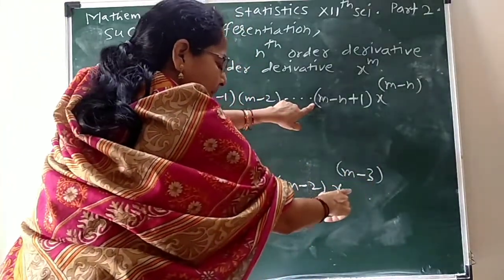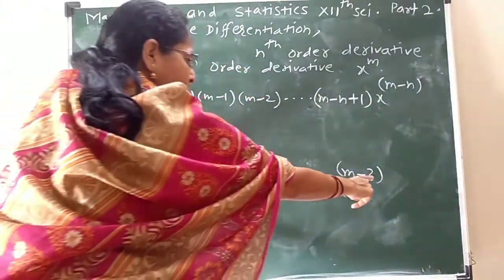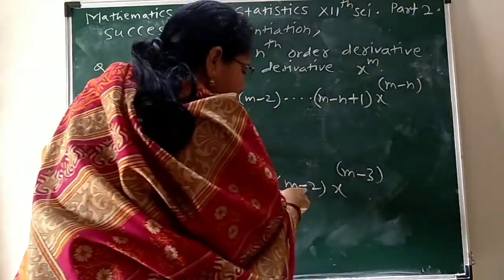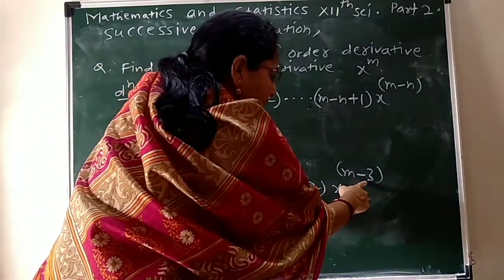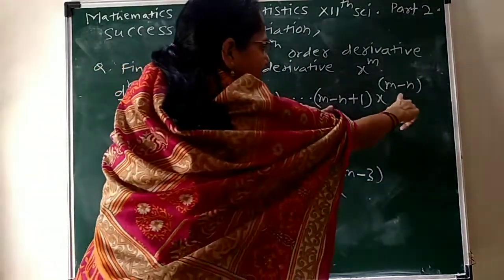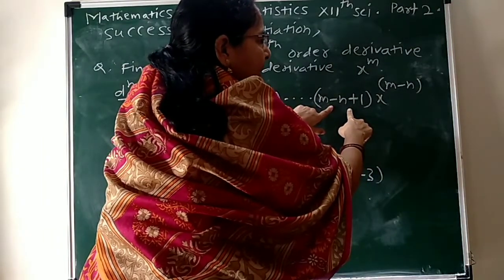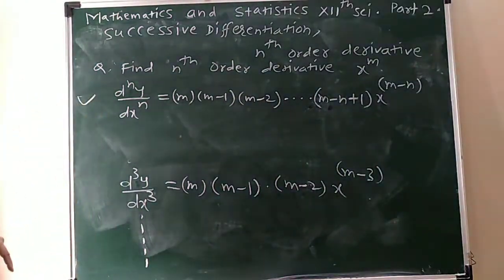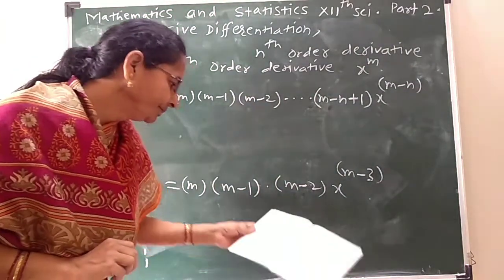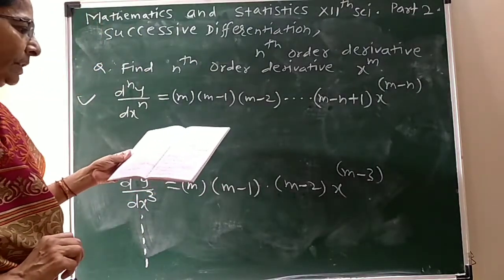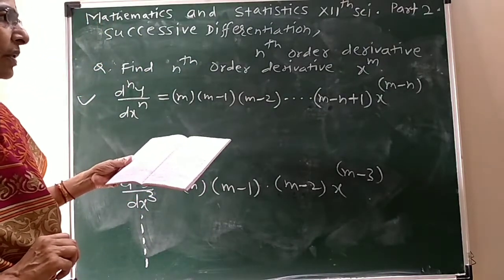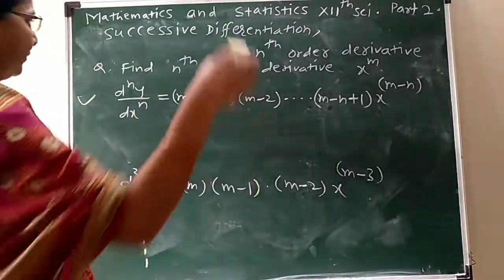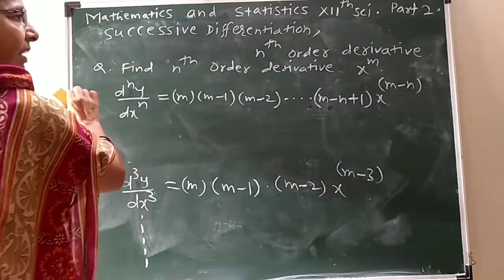Try to understand. In the third derivative here is 3, so in our nth derivative here is n. How does this term become this? By adding 1 here. And this is the nth derivative of x raised to m: m, m minus 1, m minus 2, up to m minus n plus 1, times x raised to m minus n. Remember this method.